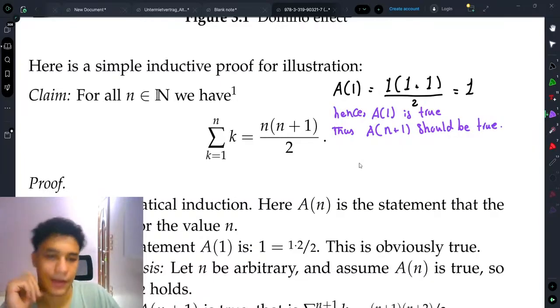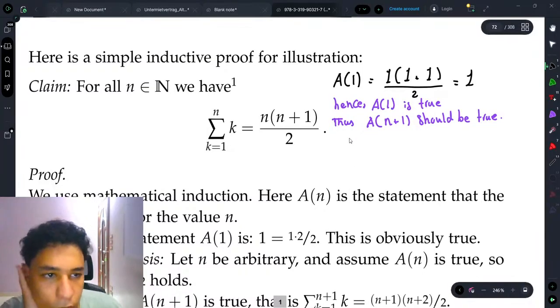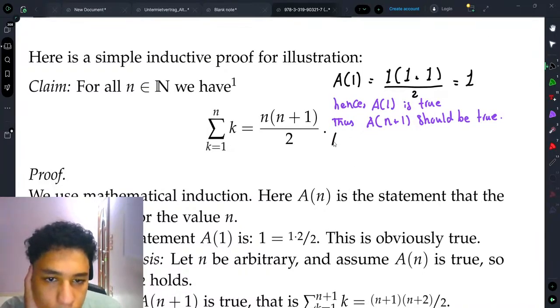Okay. That's what I understand. Is this correct? No idea. Is what I am doing right now correct? Totally no idea.